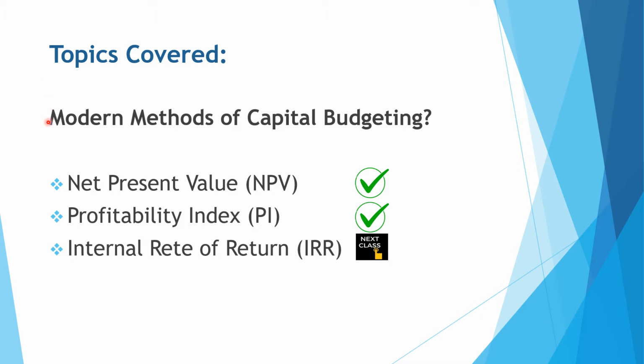Our topic today is related to modern methods of capital budgeting. And what is included in these modern methods? The first one is net present value, or NPV. The second one is the profitability index, and the third one is internal rate of return. In this lecture, we are going to study only the first and second one. The third one will be studied in the next class.